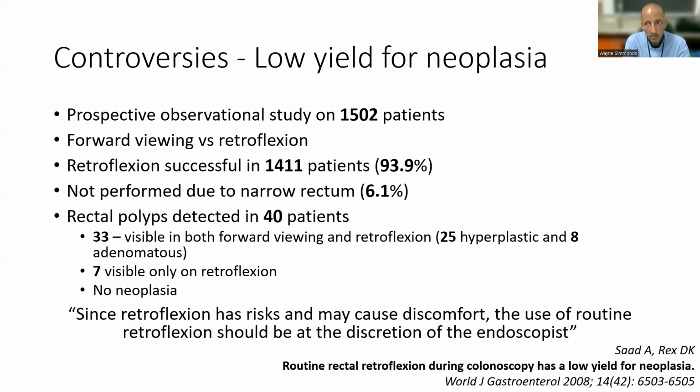33 of those 40 were visible both on front viewing and on retroflexion. Of that 33, 25 were hyperplastic and 8 were adenomatous. Again, no neoplasias. 7 of the 40 were visible only on retroflexion. They didn't clarify the nature of these lesions, but what was clear was that of these 40, no neoplastic lesion was detected. So the summary point that I took from that article was that since retroflexion has risks and may cause discomfort, the use of routine retroflexion should be at the discretion of the endoscopist.